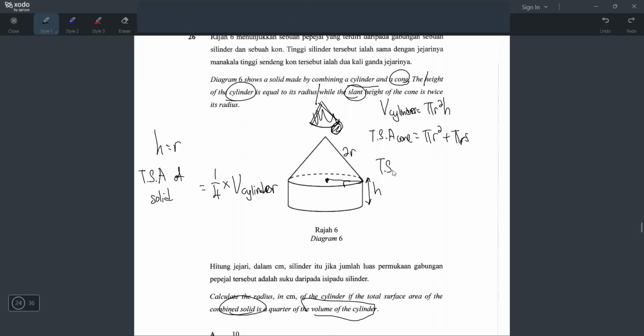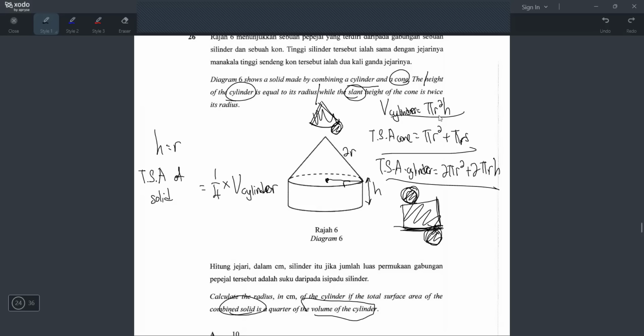The next one is the total surface area of the cylinder. For the cylinder, the formula will be 2 pi r square plus 2 pi r h, and this formula is also given in the exam. When you open up the cylinder, you get this shape, and the 2 pi r square comes from these two circular surfaces, so pi r square each, 2 pi r square. And the 2 pi r h comes from this rectangular surface, because the length here is the same as the circumference, and the circumference formula is 2 pi r, times the height, right? So these are all the formulas that we will be using for this question.